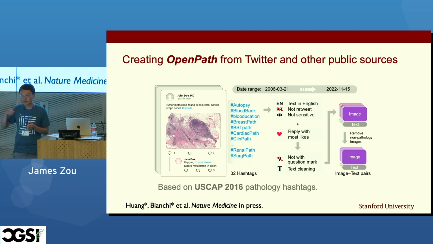Then we have additional, stringent filtering to remove the noise in the Twitter data. We have classifiers that look at each tweet and say, is this likely to be medically relevant? Then we filter out the tweets that are not medically relevant. We also filter out tweets where the images are low quality, or where the text is not written in English. This was collected all the way from 2006 until the end of last year.